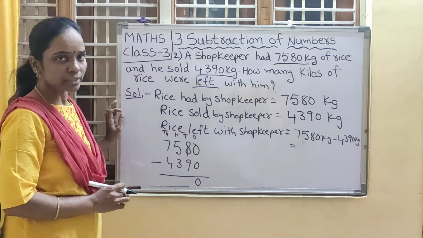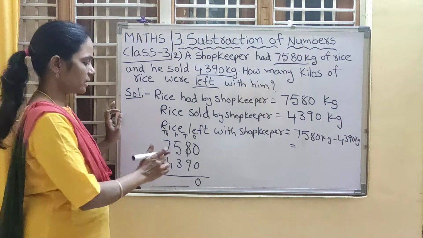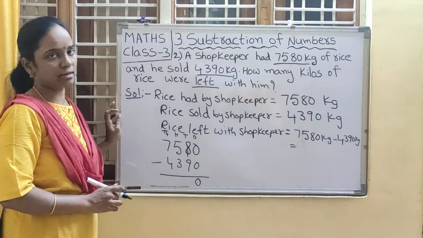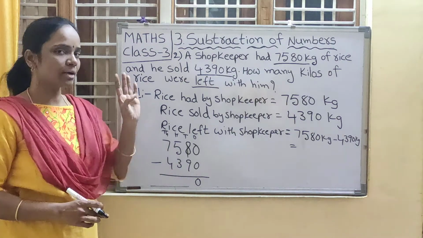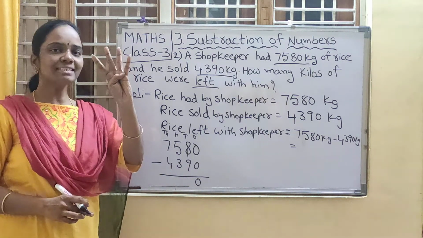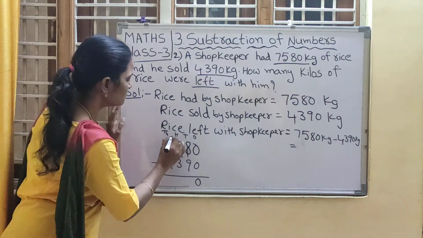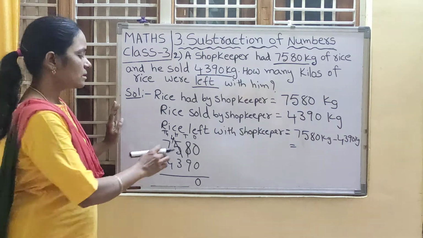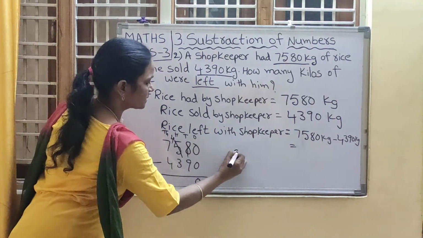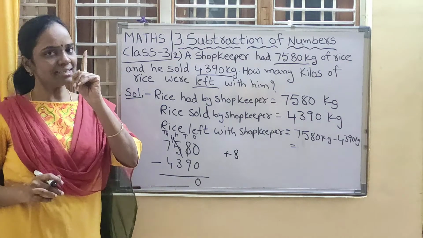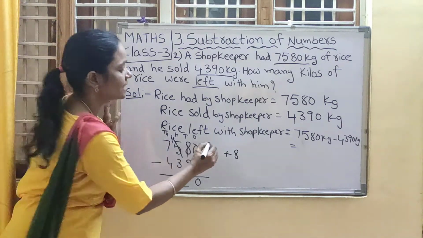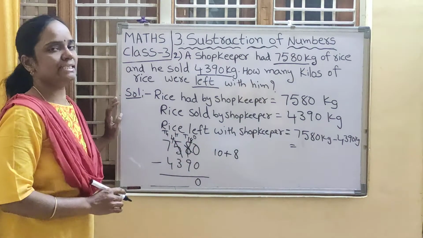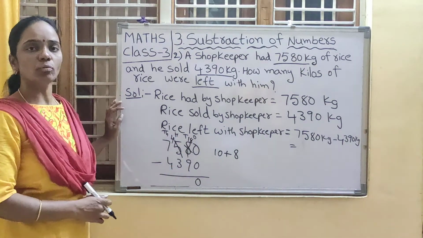So what do we have to do? We have to borrow from the next place. So here the next place is hundreds. How many hundreds do I have here? 5 hundreds. So out of 5 hundreds, I am borrowing 100. So how many hundreds do I have now? 4. So 5 becomes 4. And 8 becomes how much, children? 18. See, at the tens place we have 8. I have borrowed 100. 100 means how many tens? 10 tens. So 10 plus 8 is 18. So 8 becomes 18. Now 18 minus 9, how much?